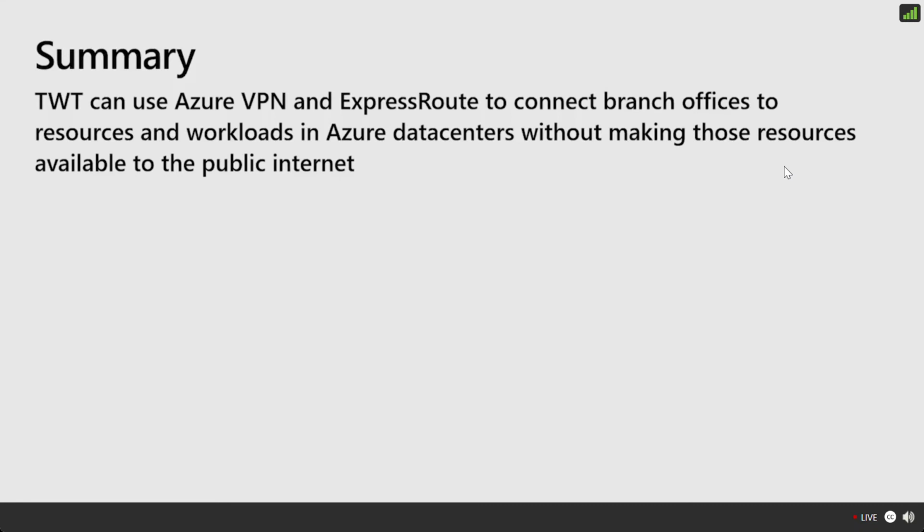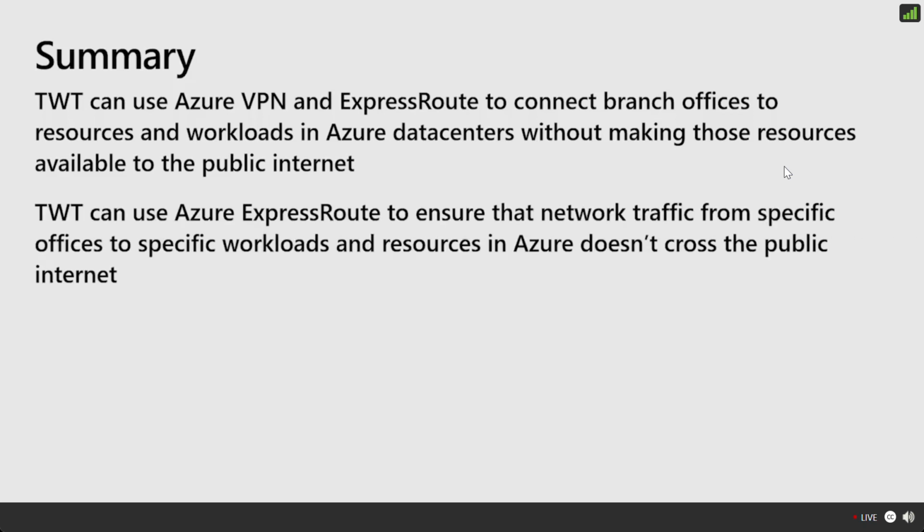This session has thrown a lot of complex terms at you because we've looked at both networking and hybrid identity. What we've ended up though is some scenarios where Tailwind Traders can use Azure VPN and ExpressRoute to connect their branch offices to those resources and workloads in Azure without making those cloud resources available to the public internet. They've also explored how they can use ExpressRoute to ensure that network traffic from specific offices into specific workloads and resources in Azure doesn't cross the public internet, that network traffic.